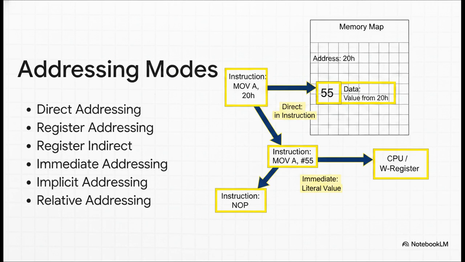For example, direct addressing gives the exact memory address of the operand right there in the instruction. Immediate addressing? That skips the memory search entirely and just gives the processor a literal numeric value to use on the spot. And implicit addressing doesn't even need to point to a location because it inherently targets the processor's primary accumulator. So each mode is just a tailored tool for finding data as efficiently as possible.